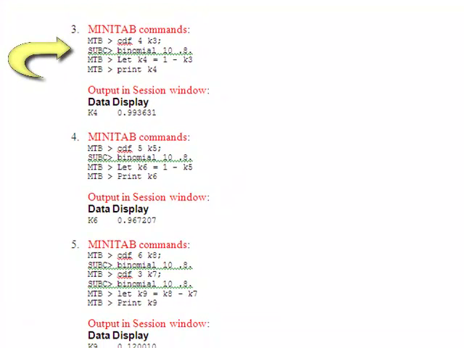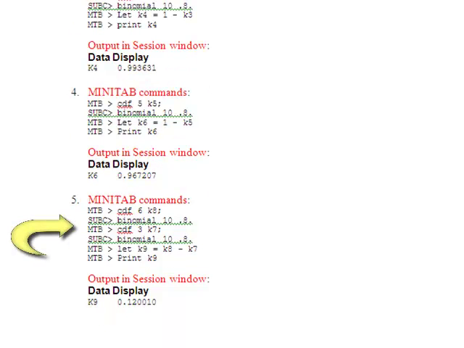For the problem, the probability of more than 4, that was number 3. This is the CDF command that would go with that. And then 6 or more would be number 4. That's how we would do that one. And when we have the in-between, that's what we see here in number 5.